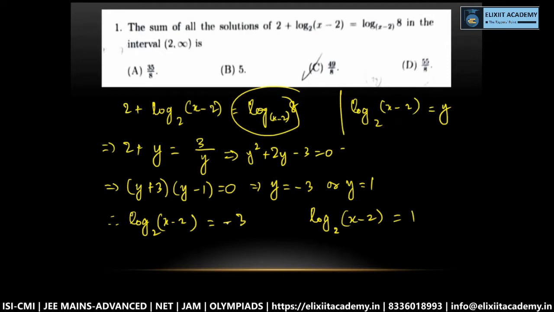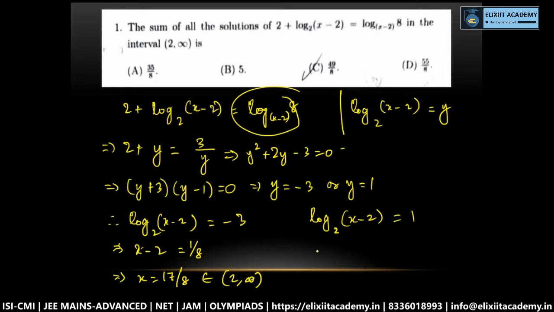And we solve for x. With base 2, x minus 2 equals 1 by 8, and from here x is equals to 17 by 8, that's around 2.125. So this belongs to the interval (2, infinity).